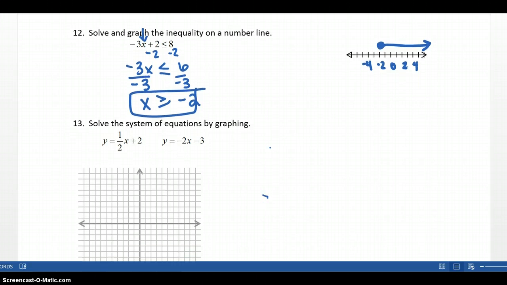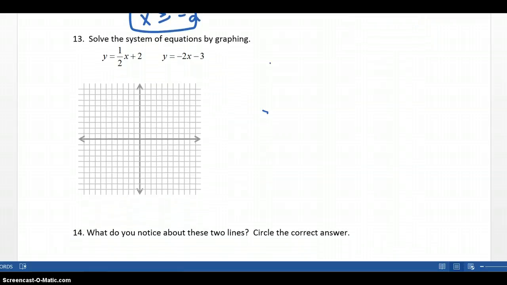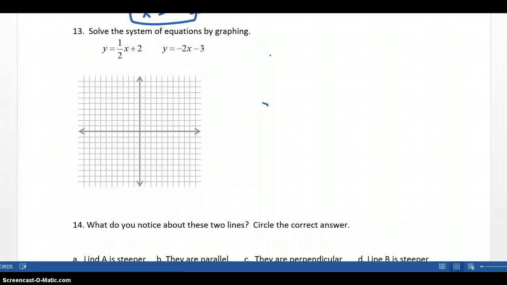Number 13, it says solve the system of equations by graphing. The first thing we need to do for each of these equations is find our slope and our y-intercept. For this first equation, I'm going to do it in blue. Our slope is 1/2, and our y-intercept is 2. We will start by graphing our y-intercept, which is 2. Then we go up 1 over 2, up 1 over 2, or down 1, left 2, down 1, left 2, and so on. And then we can connect our points.